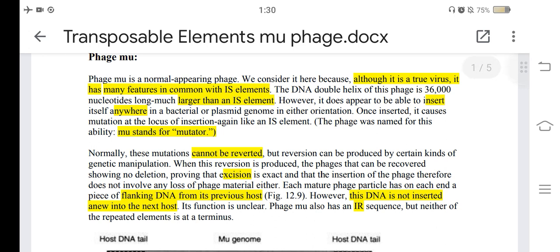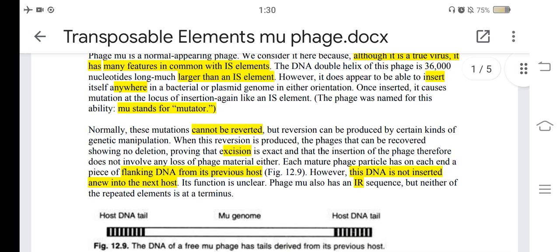Next, phage Mu. Phage Mu is a normal-appearing phage. We consider it here because although it is a true virus, it has many features in common with IS elements. The DNA double helix of this phage is 36,000 nucleotides long, much larger than an IS element. However, it does appear to be able to insert itself anywhere in a bacterial or plasmid genome in either orientation. Once inserted, it causes mutations at the locus of insertion, again like an IS element. The phage was named for this ability: Mu, for mutator.